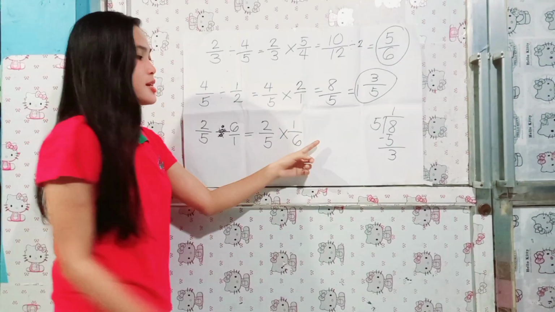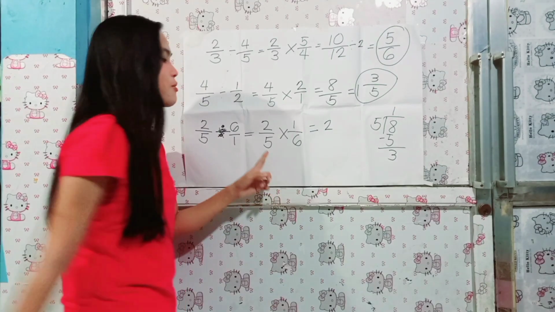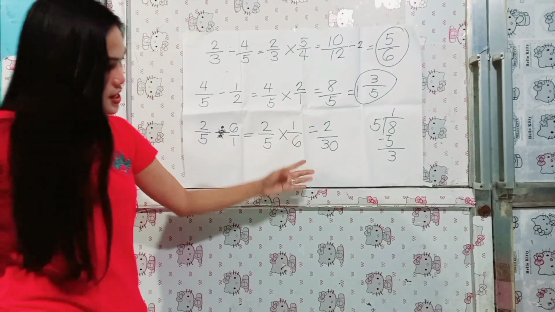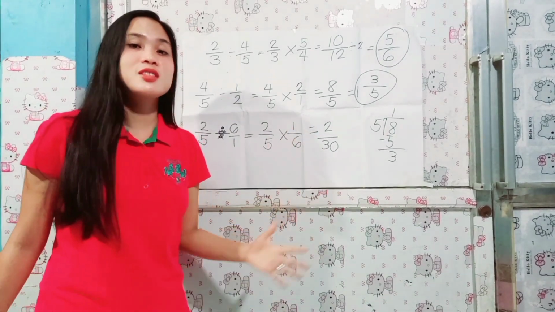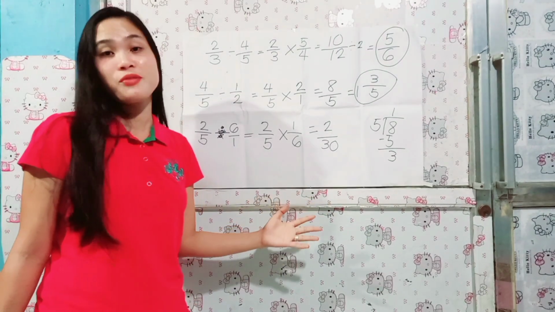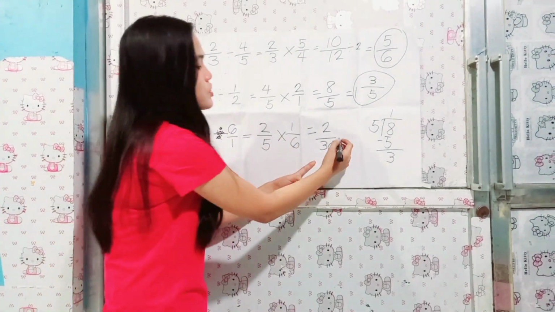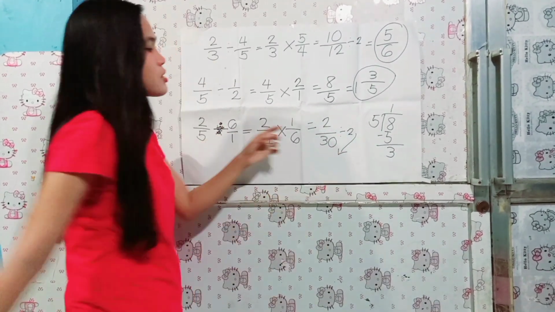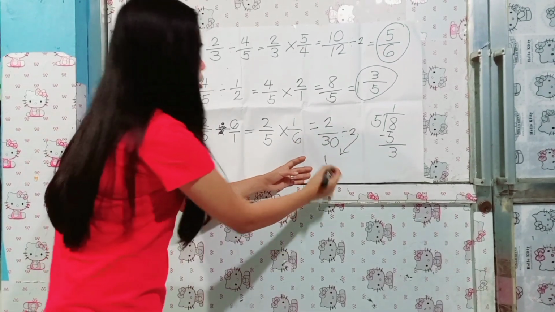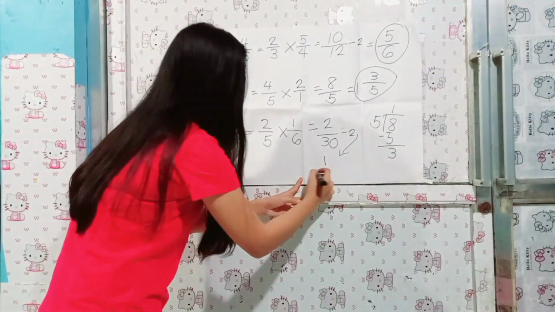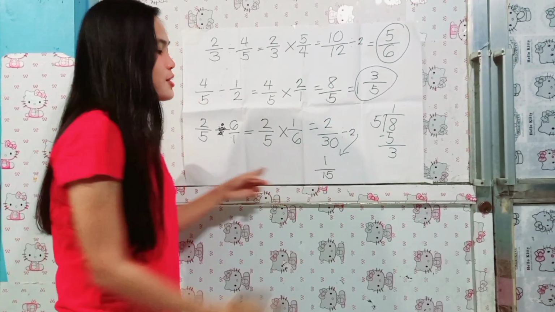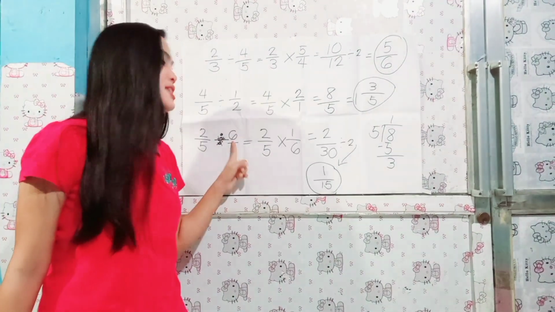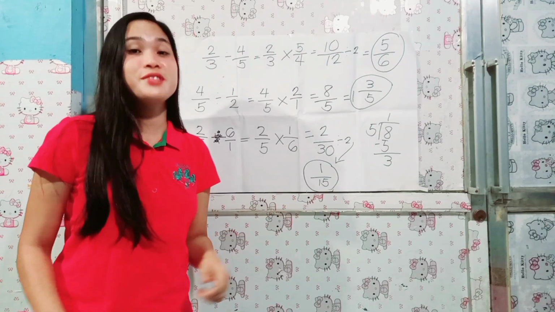2 times 1 is 2. 5 times 6 is 30. Okay, so as you can see, 2 over 30 is not yet in its lowest term because there is still a number that can divide both of them. So let's divide 2 over 30 by their GCF, which is 2. 2 divided by 2 is 1. 30 divided by 2 is 15. Therefore, our final answer is 1 over 15. 2/5 divided by 6 is equal to 1 over 15.